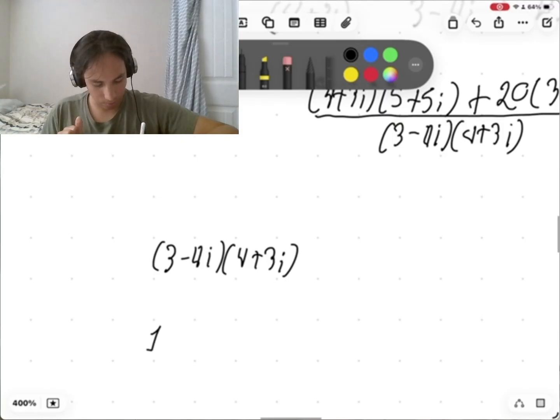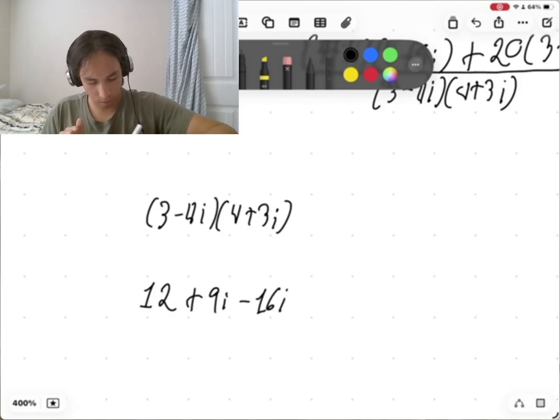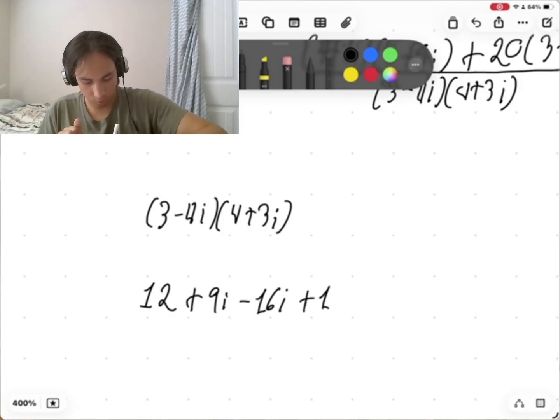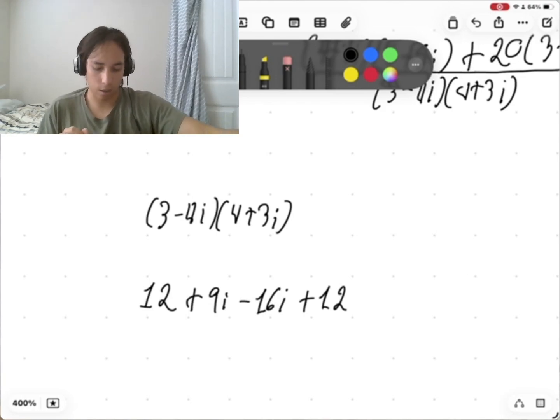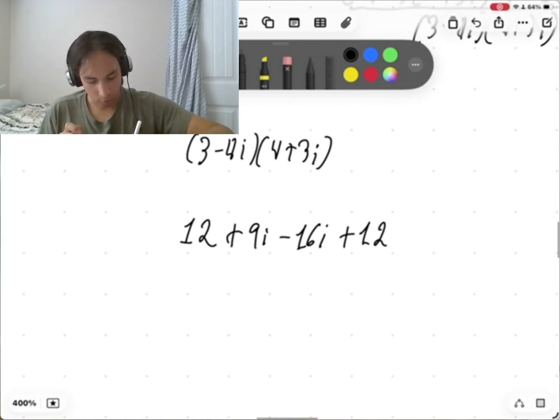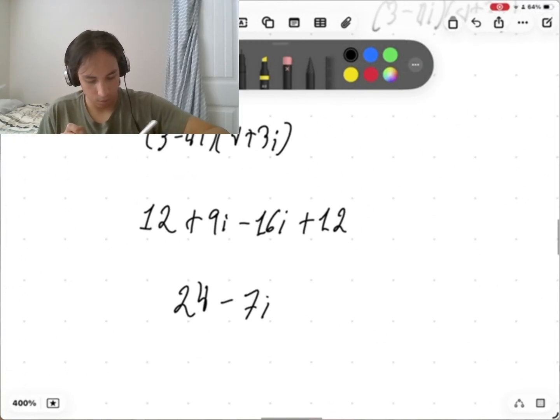So we got 12 plus 9i minus 16i, and then we have plus 12i squared. Remember, the sign switches when we square i, because i squared equals negative 1. So it's just like multiplying by negative 1. So 12 plus 12 is 24, and then minus 7i. That looks about right. All right, so this goes below.